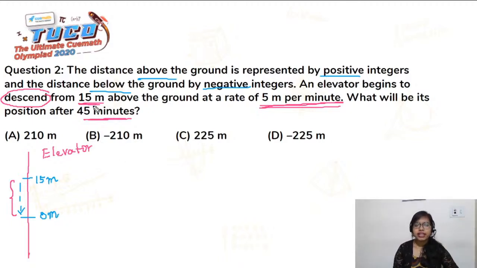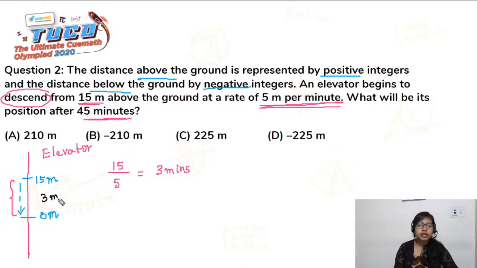Now understand this well: if 5 meters is being covered in 1 minute, then 15 meters would be covered in how many minutes? I again repeat my question. If 5 meters is covered in 1 minute, then 15 meters would be covered in how many minutes? It would be 15 divided by 5, which is going to be 3 minutes. So in 3 minutes, the elevator is going to reach from 15 meters to 0 meters.